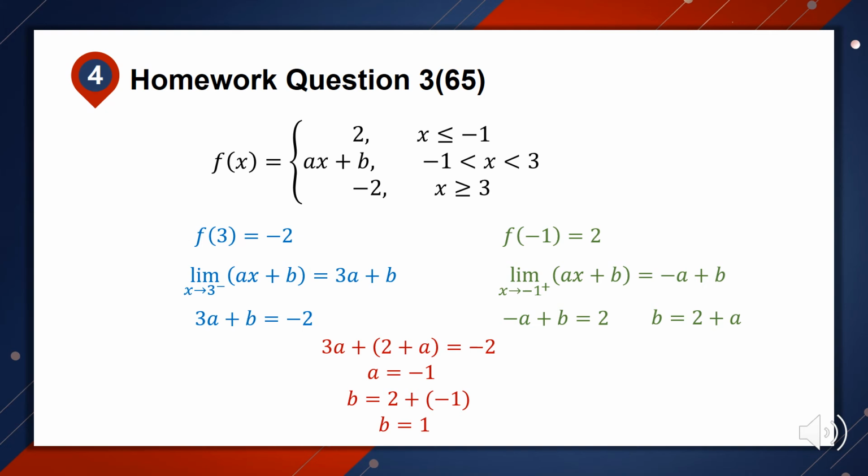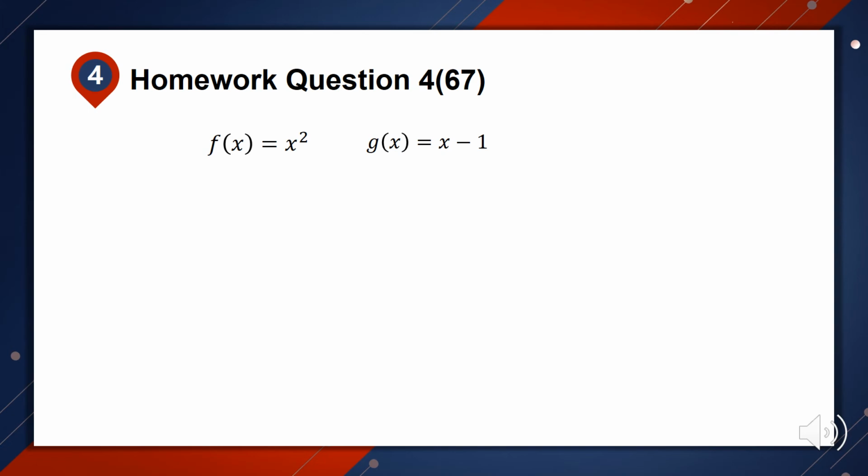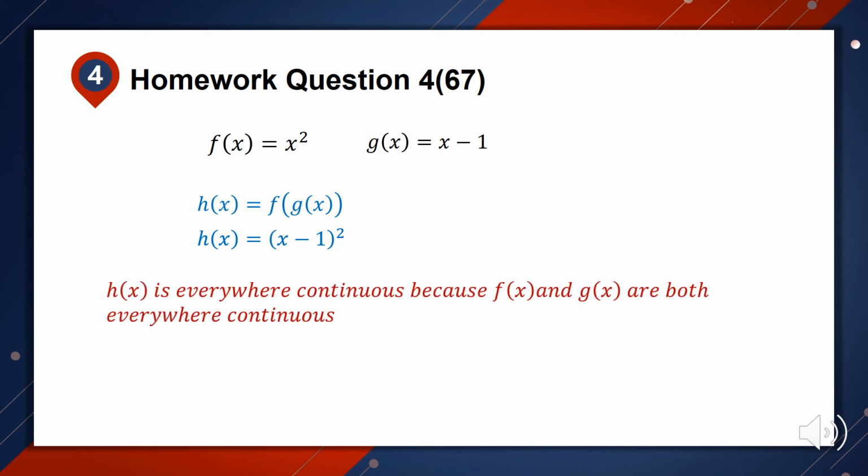The fourth question: f of x is equal to x squared and g of x is equal to x minus 1. h of x is equal to f of g of x, and h of x is equal to the square of x minus 1. So it can be interpreted that h of x is everywhere continuous because f of x and g of x are both everywhere continuous.